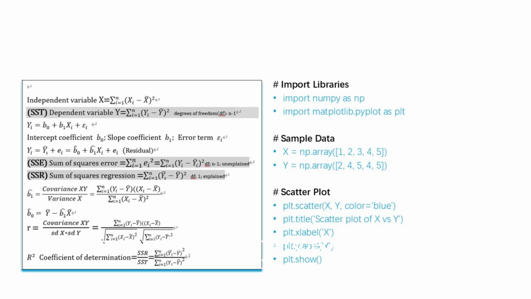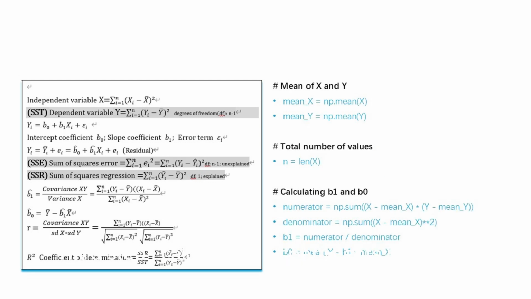First step, to feed in the independent variable x and the dependent variable y, I can simply create some sample data. Second step, I will visualize the data to understand its distribution with a scatter plot. Third step, calculate the coefficients b0 and b1.